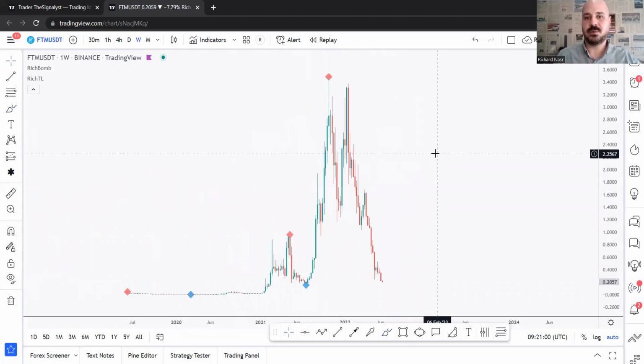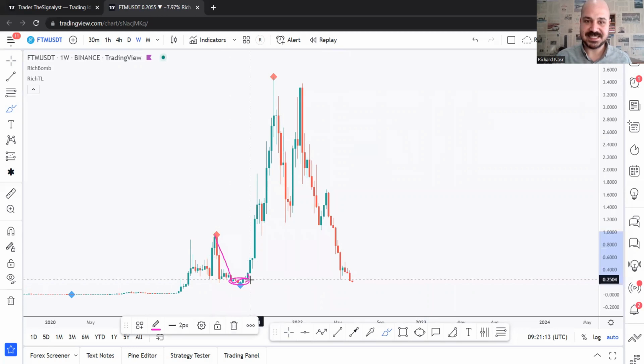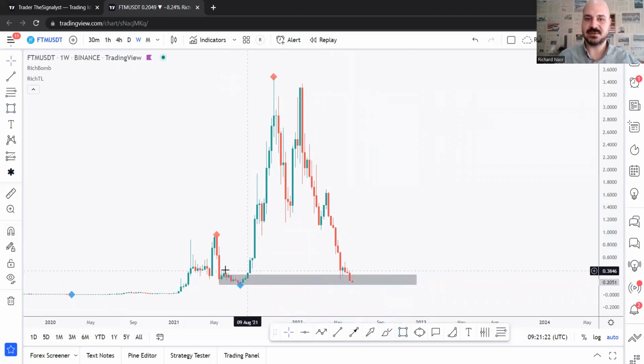Now let's start with our example on FTM. We can see two types of demand zones. Of course, we'll check supply in a bit, but for now, let's focus on demand zones. The first one is a drop, a base, as you can see, an aggressive movement upward. That's a demand zone. And the way I draw it is usually I highlight the entire base, so like this.